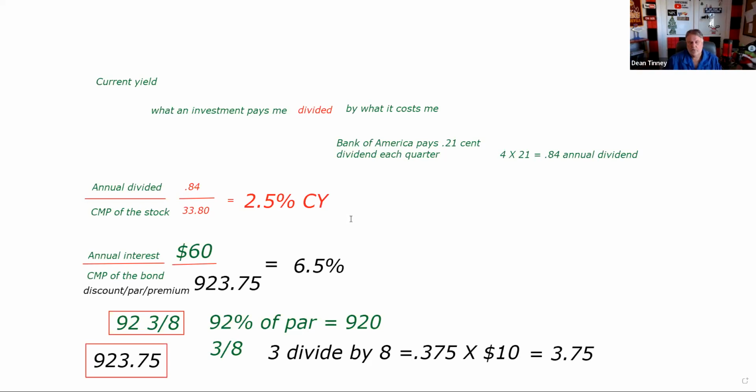All right, so there are 2 hellacious versions of a current yield question. The big takeaway is we're doing division. Almost always we're doing division. And the way to remember it is what it pays me divided by what it costs me. What it pays me as a stock is the dividend. What it pays me as a bond is interest. It's the annual dividend if it's a stock, or the annual interest, divided by what it costs me.